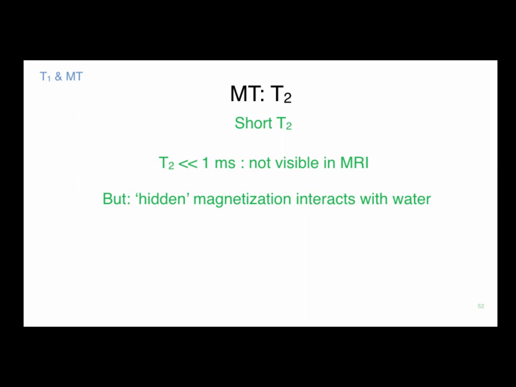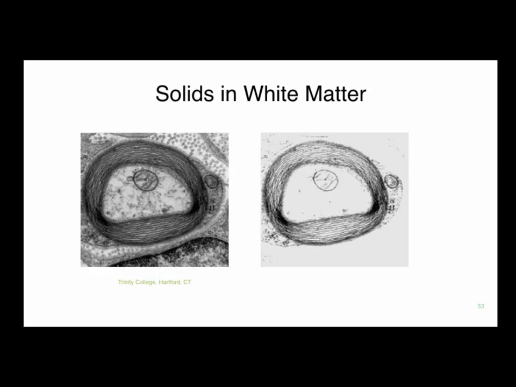However, this hidden magnetization still interacts with the water. Because the magnetization is not isolated, it exchanges with the magnetization in the water. And that is a very important contrast mechanism in the brain. So where do we find these molecules? In the brain, this is mostly concentrated in the myelin layers and other layers of cell membranes. This is very rich, and it's basically a bilayer of lipids and proteins. And so in white matter you have 15 to 20% of the protons in these kinds of lipids.